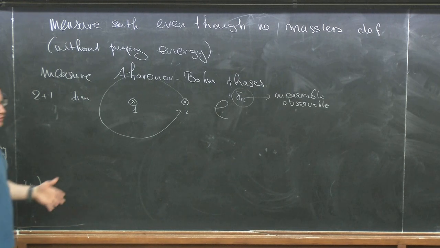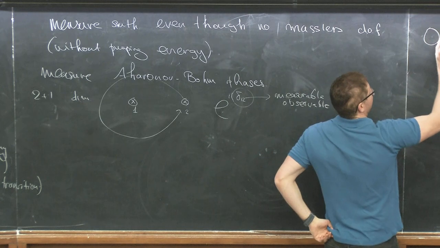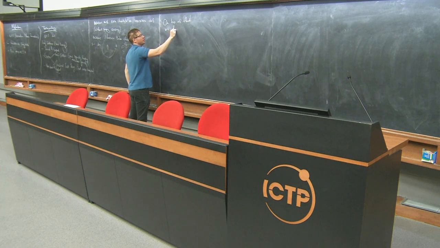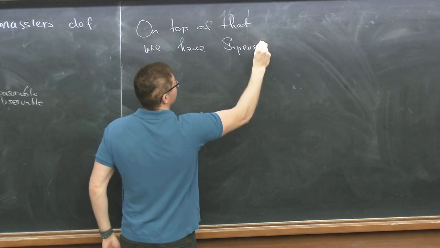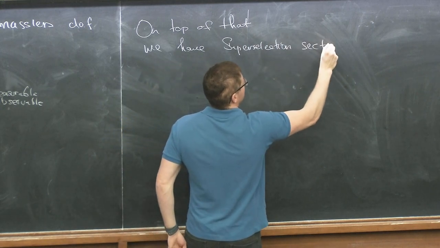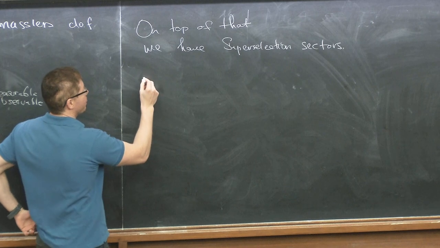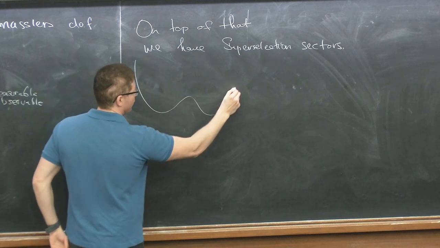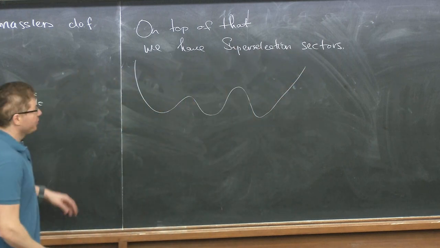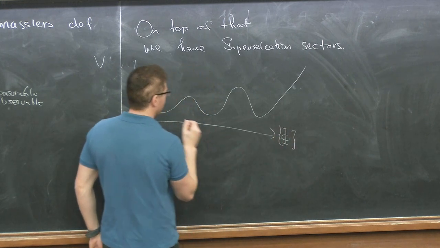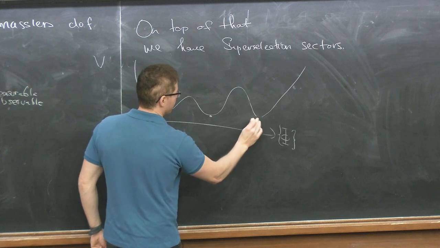And on top of all that, there is also the concept of superselection sectors, which I want to explain now. But before I go to superselection sectors, are there any questions about this terminology? Any complaints? Okay. So the concept of superselection sectors is that if you look at the vacua of quantum field theory, there could be several vacua that are exactly degenerate. Let's say this could be some energy or potential, and this could be some field space. There could be several vacua that are exactly degenerate.